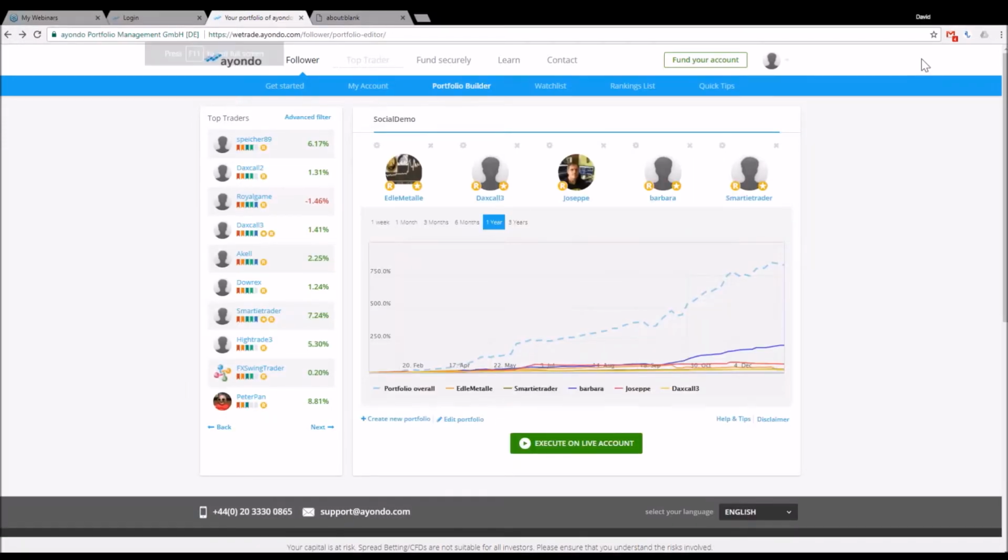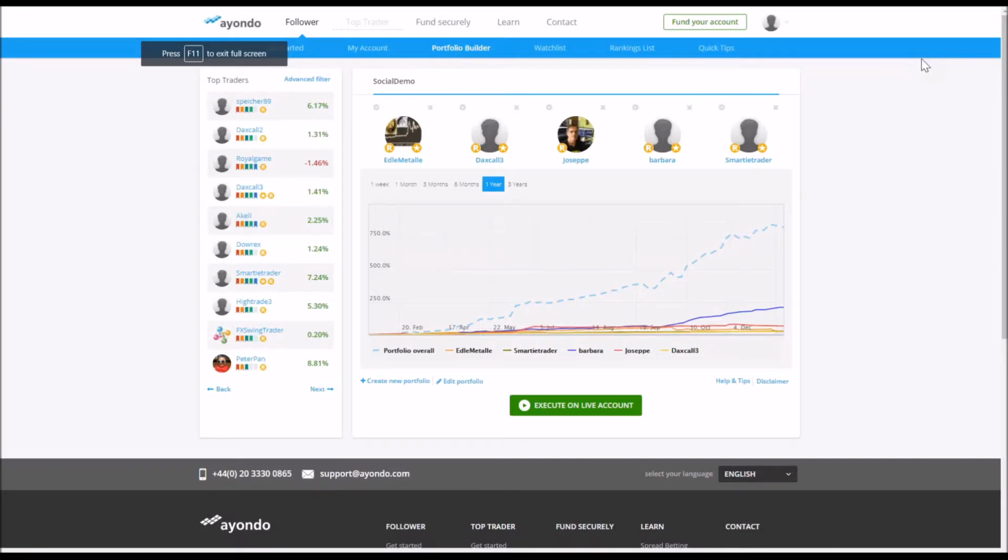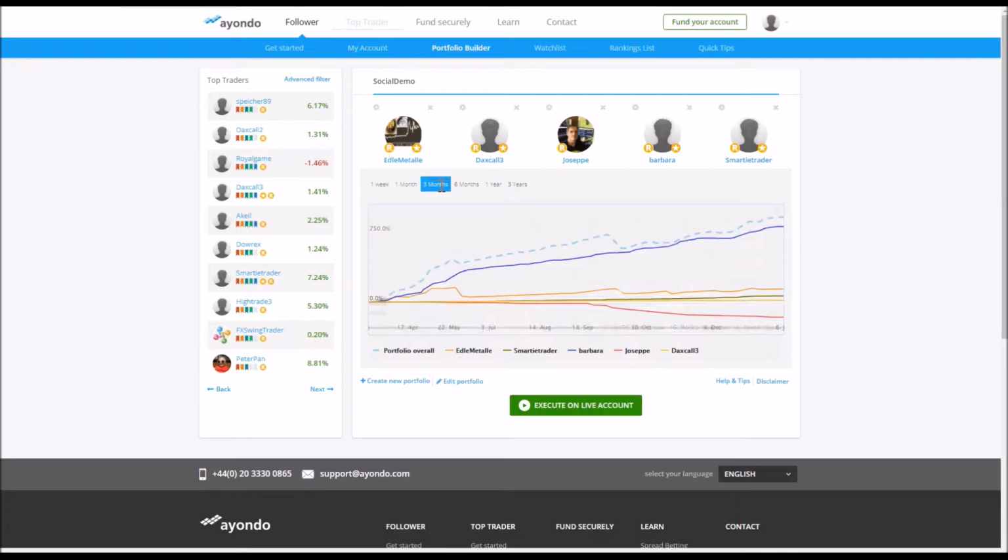So here's the portfolio. So here are my 5 traders. At the moment, nothing's happening. You see this big button down here, execute on live account. Nothing happens until I click that. So at the moment, they're just sitting there in my portfolio. You can see a few simulations down here in the chart. So if I could go back in time and follow these people 3 months ago and follow their trades, I'd be up, what's that number there?